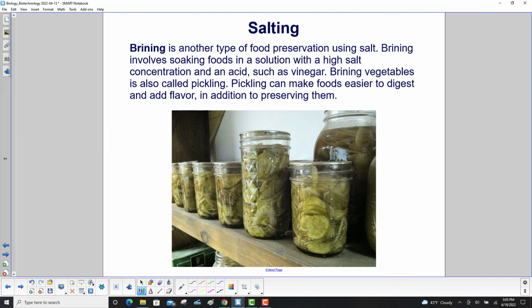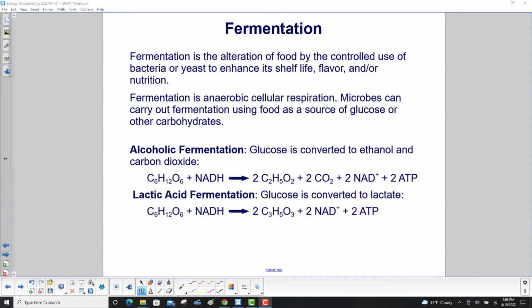Brining is another type of food preservation using salt. Brining involves soaking foods in a solution with a high salt concentration and an acid such as vinegar. Brining vegetables is also called pickling. Pickling can make foods easier to digest and add flavor in addition to preserving them.